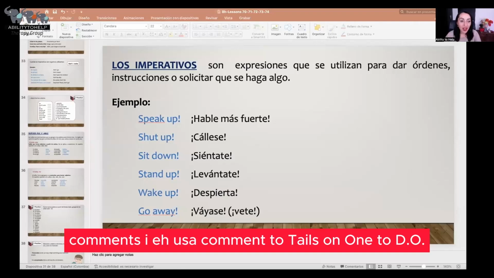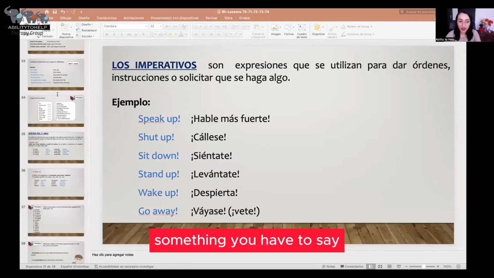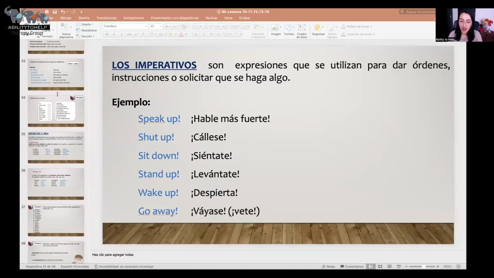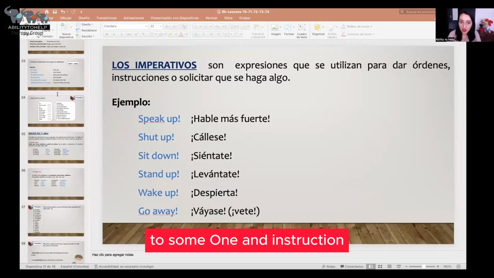Imperatives or commands. Use a command to tell someone to do something. You have to say to someone, do that, do this. If you want to give someone an instruction, you have to use a command.